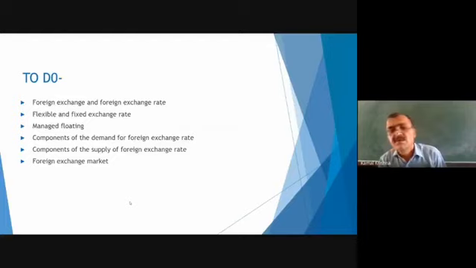one is foreign exchange and foreign exchange rate. The difference is there. Foreign exchange means what? Foreign exchange means, students, it refers to the foreign currency. Foreign currency, as we know, the different countries have the different currencies there.